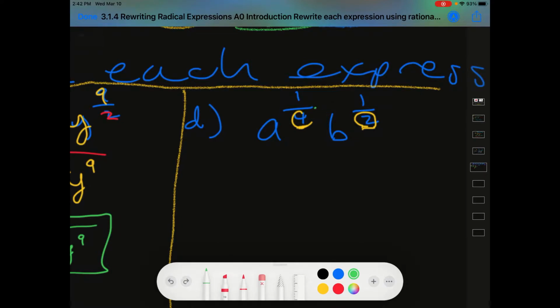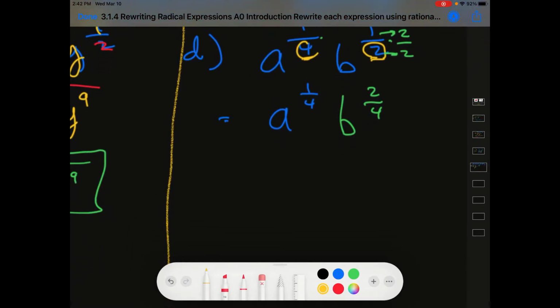Let's try that again. This one I multiply by 2 over 2, you're going to get 1 times 2 is 2, 2 times 2 is 4. So you're going to get b to the 2/4 power. Okay? And then over here on this other side, this one will stay now the same. a1 to the 4th power.